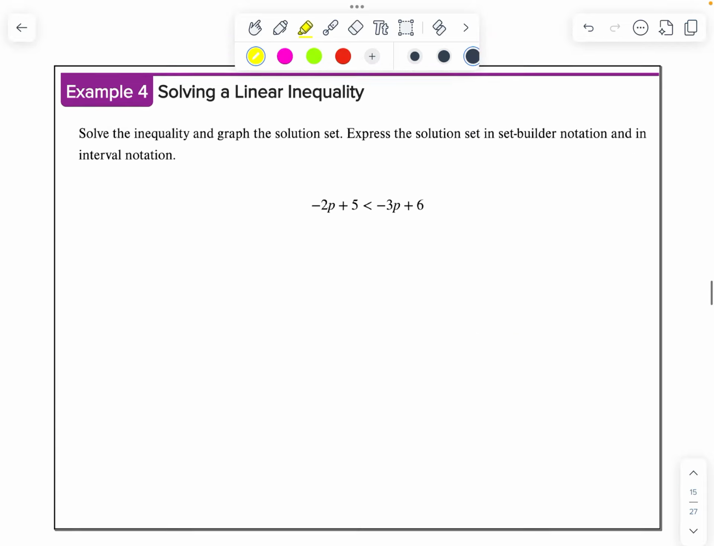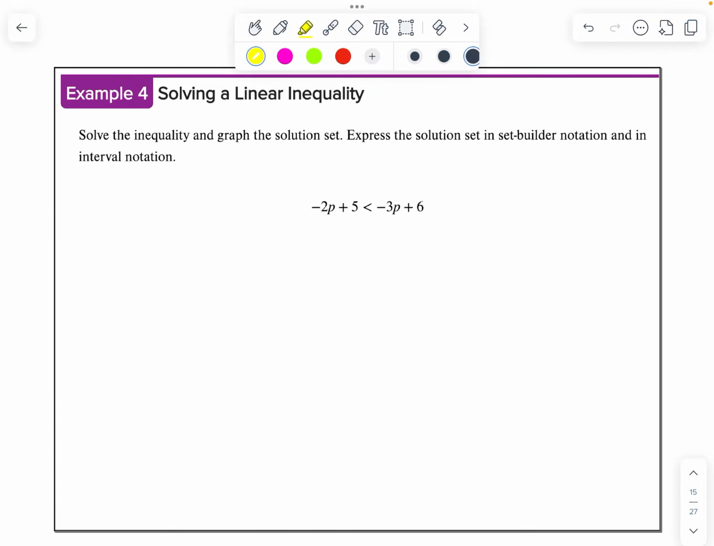Solving inequalities works the same way as solving equations. The only difference is how we write our answer. So we can write our answer in either set builder or interval notation. This question actually tells us to express the solution in set builder and interval notation, so we'll do both.